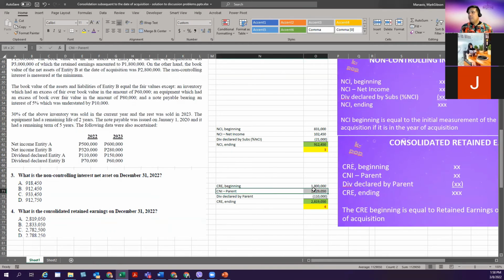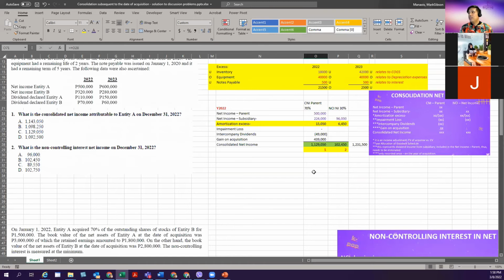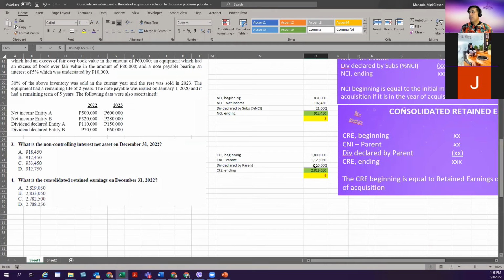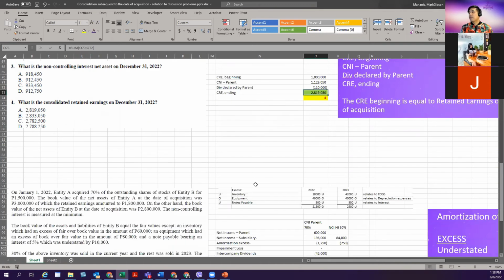Plus CNI parent. So, this is also the one we have computed earlier, that's 1,129,050. Less the dividend declared by the parent. So magkano yun? So yun, 110,000. So get the sum. So meron na tayong consolidated retained earnings ending, that's 2,819,050. Okay, so that's requirement 4.